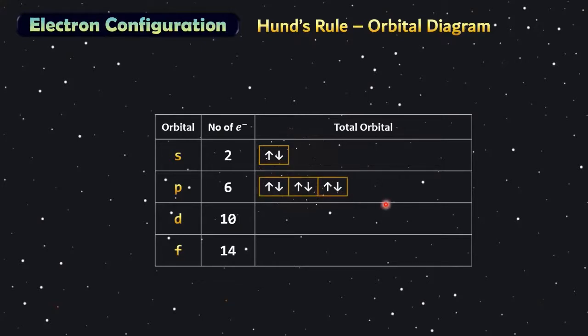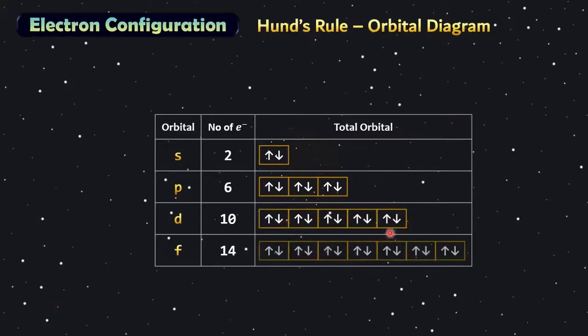S subshell has 1 box. P subshell is represented by 3 boxes. D subshell this time is represented by 5 boxes, and F subshell is represented by 7 boxes. So the number of boxes is half the number of electrons that the subshell can hold. Let's observe: 2 is the maximum electrons, 1 box. Just divide by 2 to identify how many boxes per subshell.